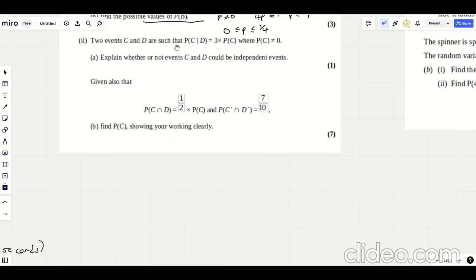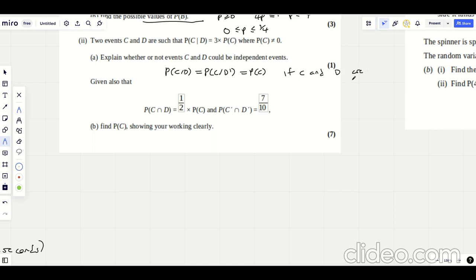Okay, two events C and D are such that probability of C given D equals 3 times probability of C. Explain whether C and D could be independent events. I don't think so, actually, because firstly, there are two definitions of independence. We heard one earlier: P(A and B) equals P(A) times P(B). But here's another one: probability of C given D equals the probability of C given not D equals P of C, if C and D are independent.